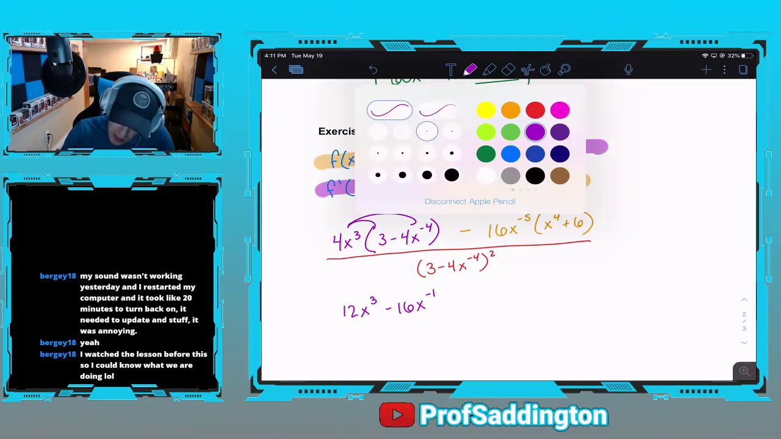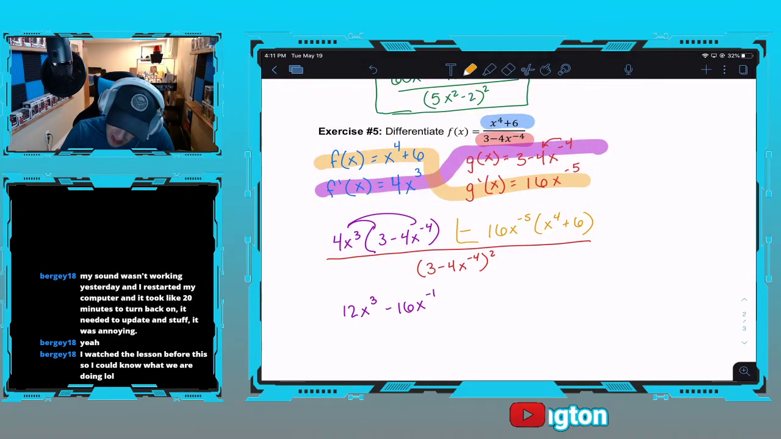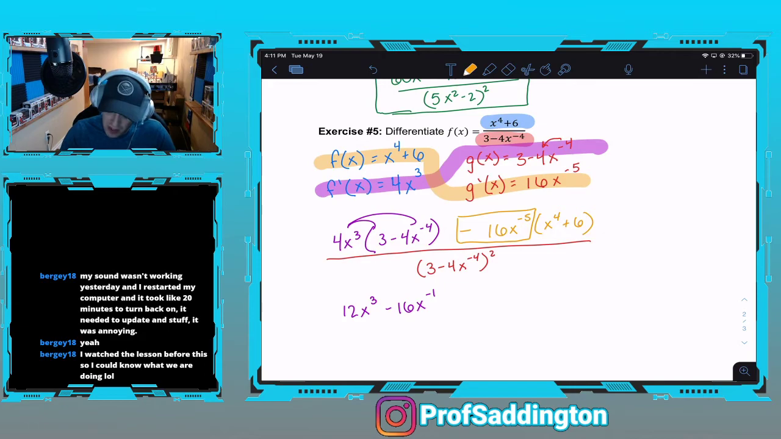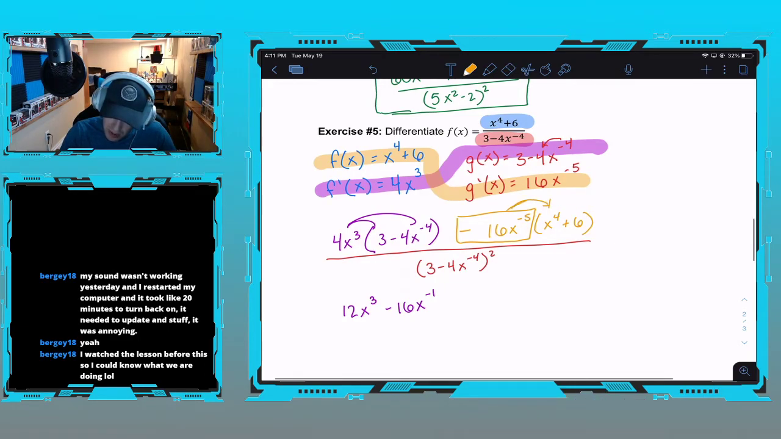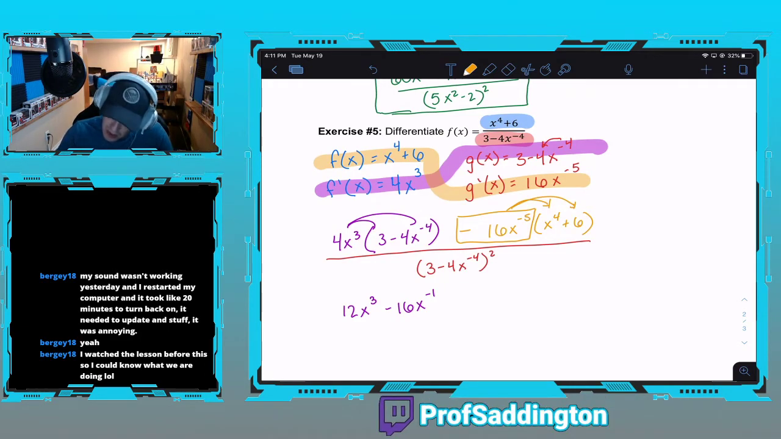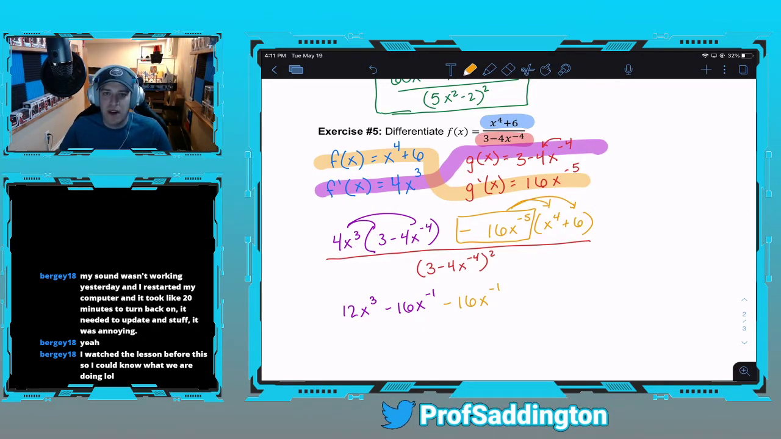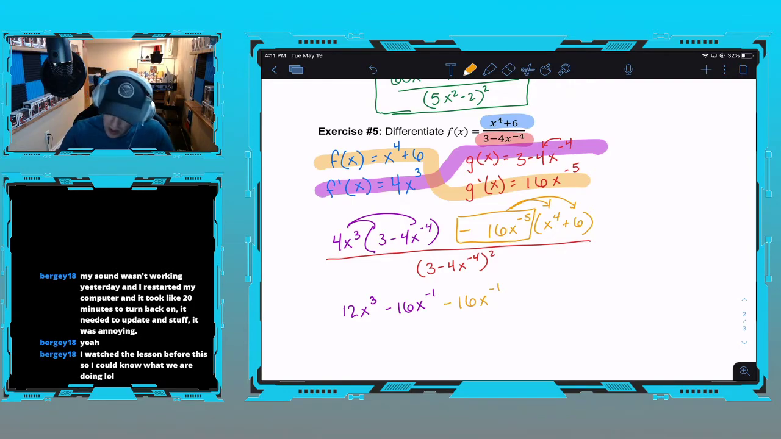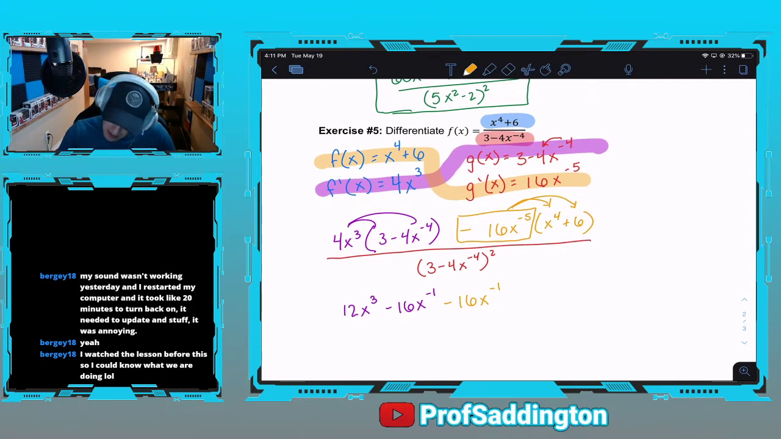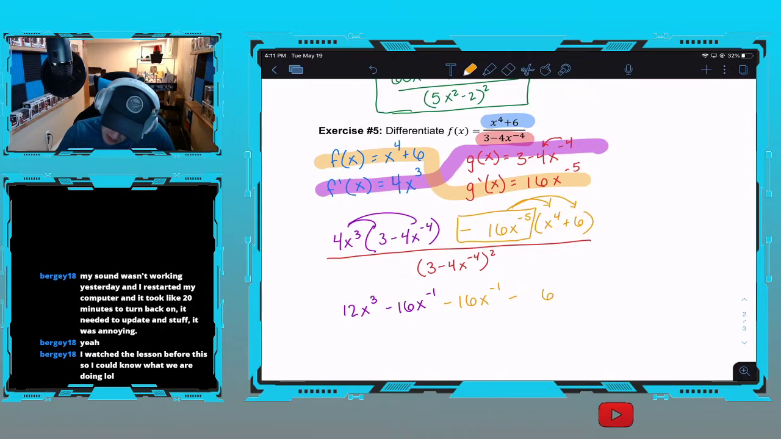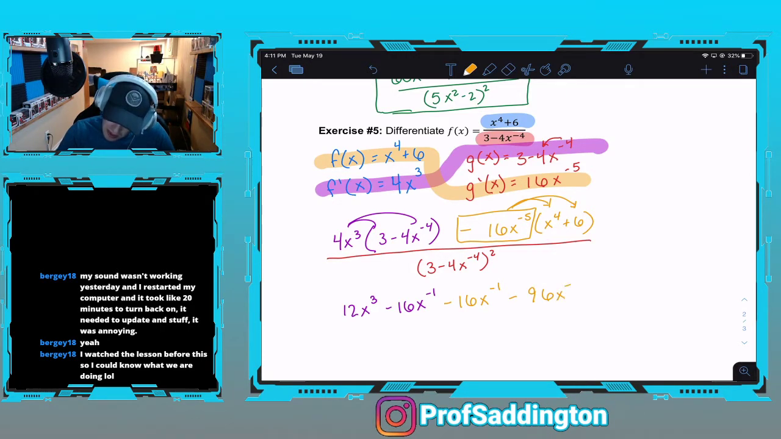The next one, again, be careful. This is saying that we're distributing negative 16x to the negative 5, so I have to make sure I distribute the negative with it. So the first part's going to be negative 16x to the negative 1 again, because it's negative 5 and a positive 4. And then 6 times 16 is going to be 96. It should be negative 96x to the negative 5.